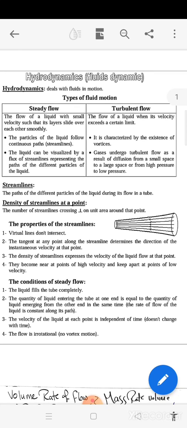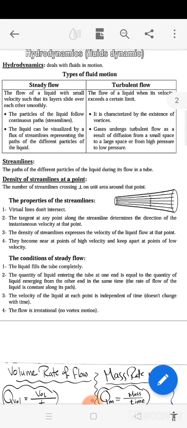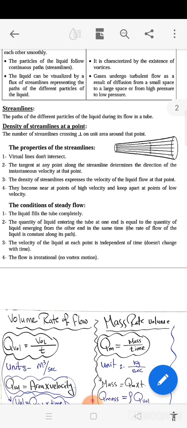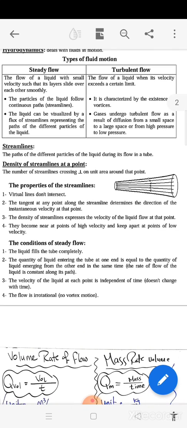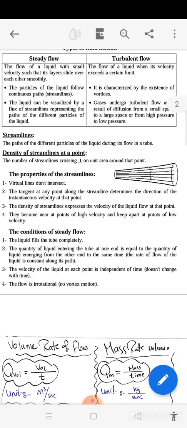The particles of the liquid in the steady flow pass continuously, so it's called streamlines. We treat the water as imaginary lines. So the streamlines are the paths of the particles of the liquid, shown as lines, and you have to know that streamlines are imaginary lines. If you want to talk about turbulent flow, gases undergo turbulence, as gases disperse or propagate everywhere, but liquids have a steady flow.